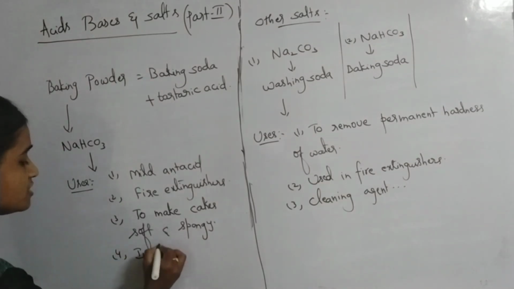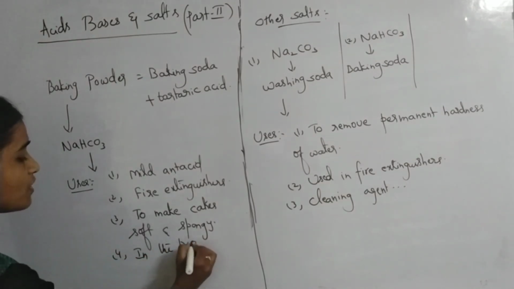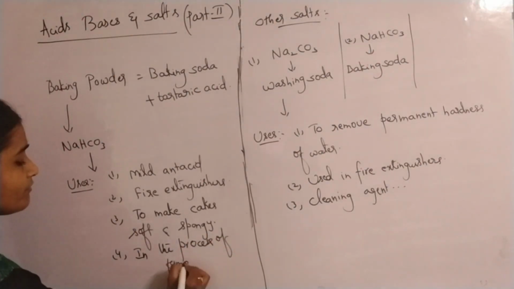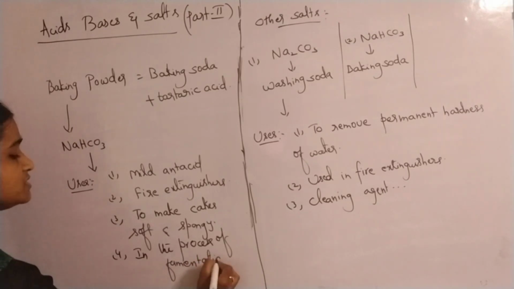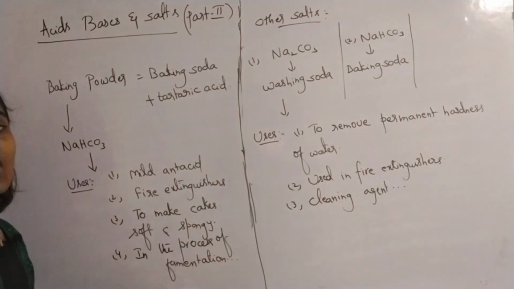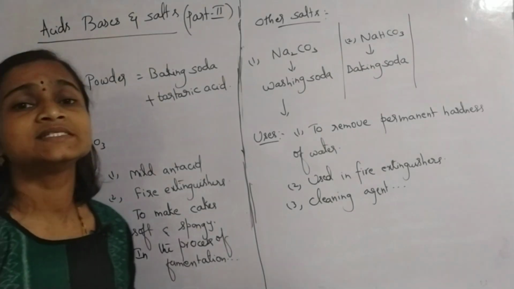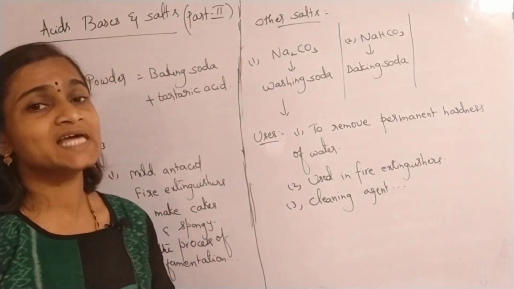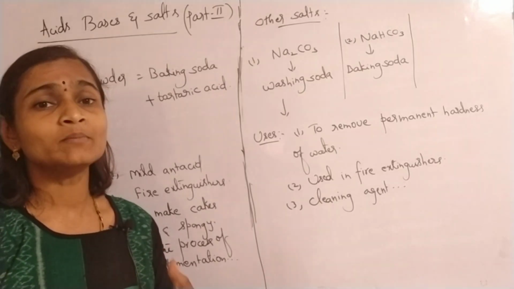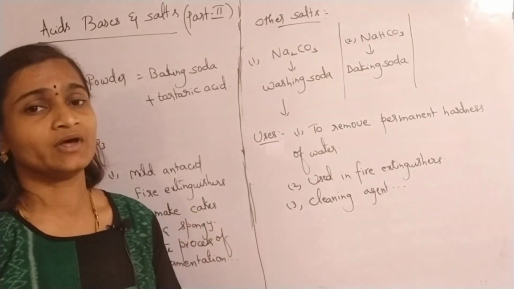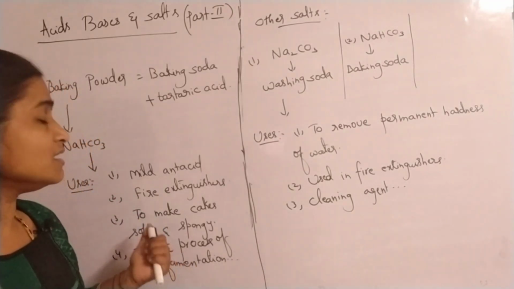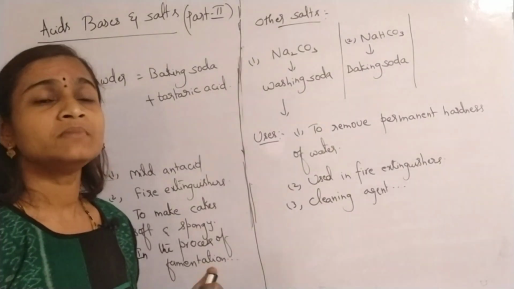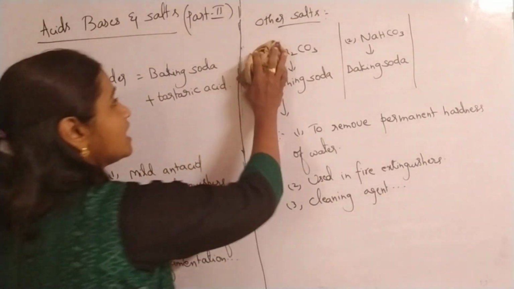And it is used in the process of fermentation. In the process of fermentation, we add baking soda to idli batter or dosa batter, so that for the next day it gets fermented, and then idlis and dosas also will come crispy as well as soft. Okay, so those are the uses of what? NaHCO3, sodium hydrogen carbonate, sodium bicarbonate.